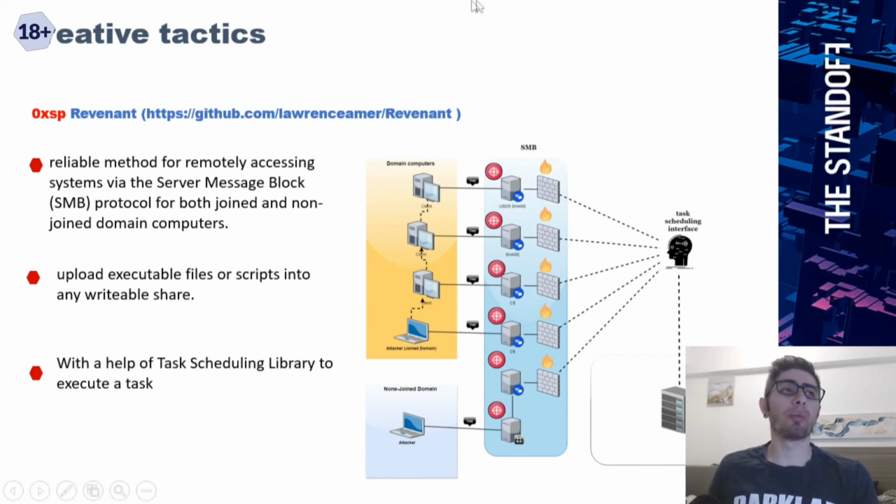You can also grab a copy from here. The idea of this one is that it's a reliable method for remotely accessing systems via the Server Message Block, SMB, protocol, for both domain-joined and non-joined computers. You can conduct that against joined computers, servers, workstations, or just direct PCs and direct servers that are not joined to the domain, because it depends on a way of compromise that is different from others.